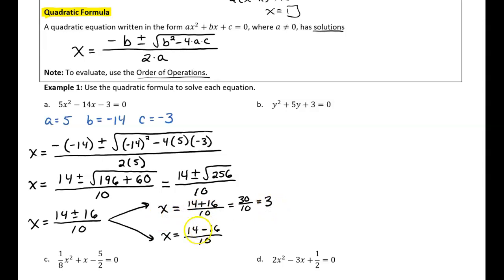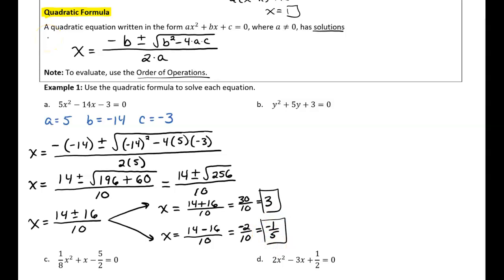The other one, let's try that one out. 14 minus 16, well, that's negative 2. Negative 2 divided by 10 is negative 1/5 reduced down. So there they are. I have my answers.